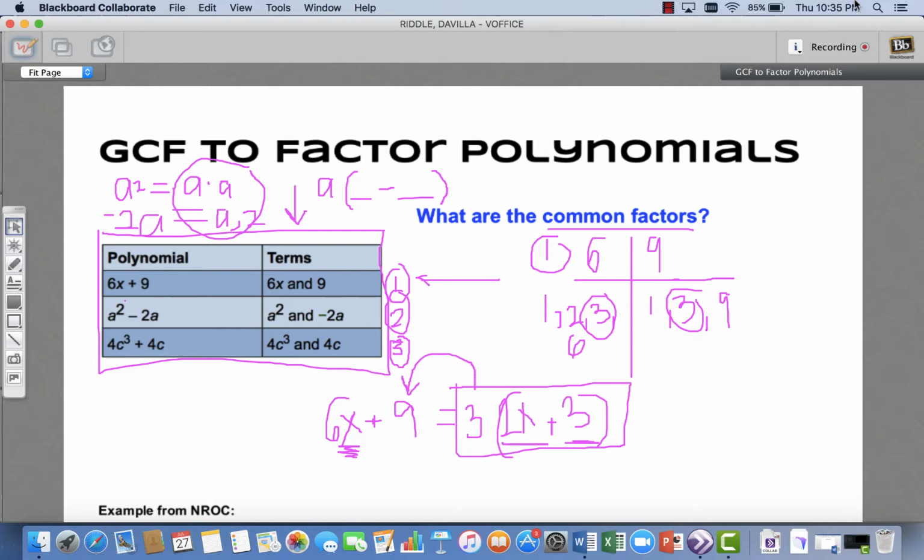So when you factor out a term, you're basically going to divide both expressions by this term that you just factored out in order to get what's inside the parentheses. So if we divide a squared by a, we're going to get a. And if we divide 2a by a, what do we get? So 2a divided by a. Yes, correct, 2. So our answer would be a, open parentheses, a minus 2, close parentheses. Does that make sense, Kyle?